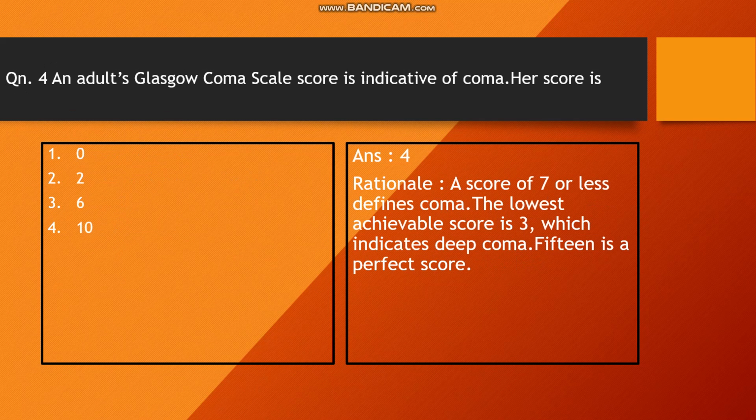Next one, an adult's Glasgow Coma Scale score is indicative of coma. His score is 0, 2, 6, 10. Answer is 10. A score of 7 or less defines coma. The lowest achievable score is 3, which indicates deep coma. 15 is a perfect score.